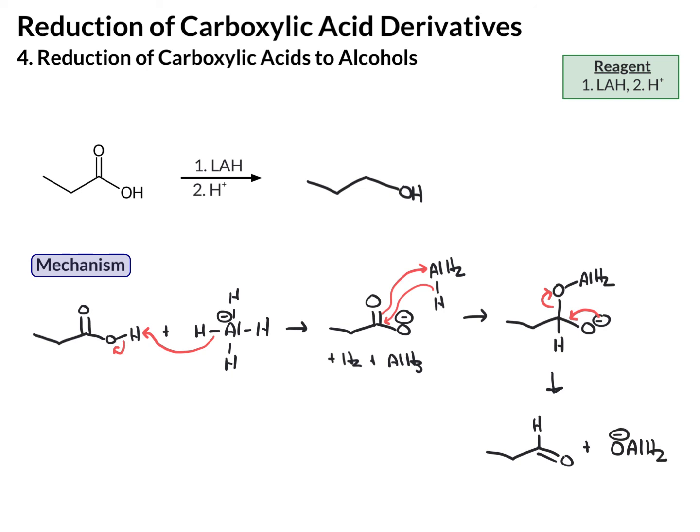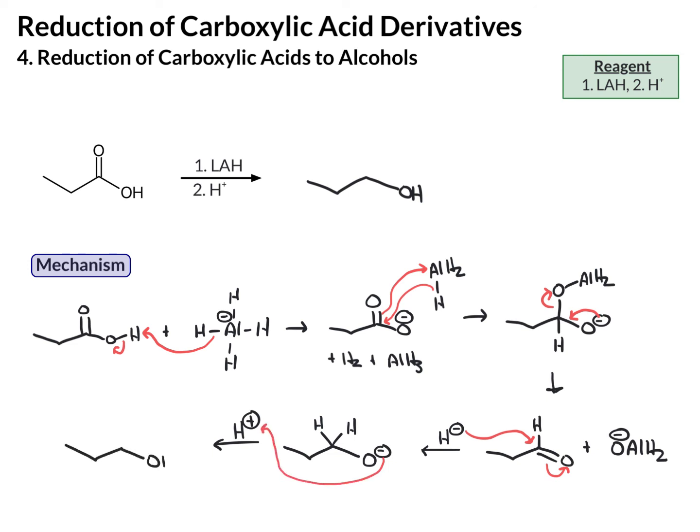Now I have an aldehyde, and the rest of this is pretty straightforward. So you can just stick to a simple H- now. Add the hydride, and then finally step 2, when we protonate it, now we're left with the alcohol.